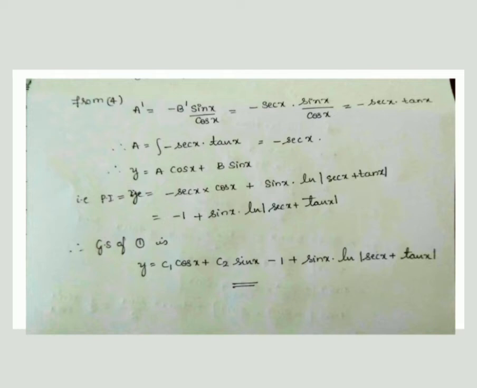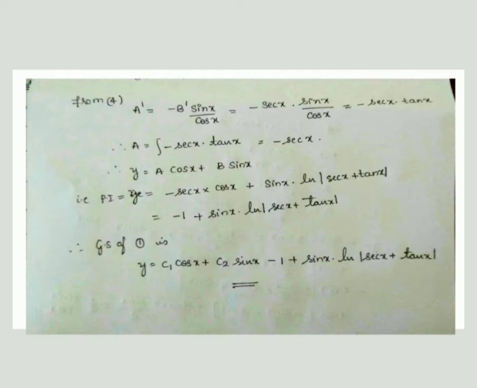Now integrate this one, that gives the a value. So a is equal to integration of minus secant x into tan x. So that is minus secant x, because differentiation of secant x is secant x into tan x. So integration of secant x into tan x gives the secant x only. Therefore y is equal to a into cos x plus b into sin x. Substitute a and b. Okay, simplify this.